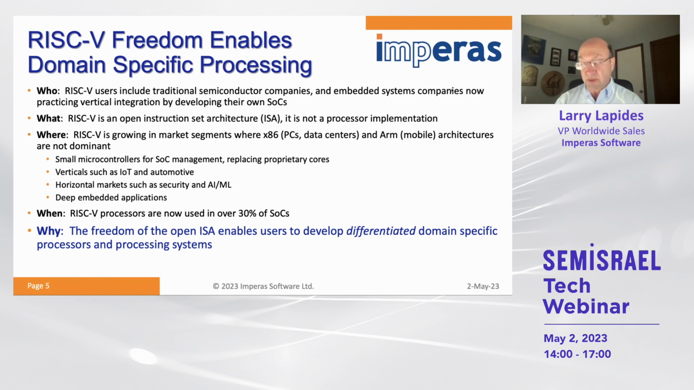And we see now that RISC-V processors are now used in over 30% of SoCs. And it's this freedom, the ability to provide just the extensions that you're looking for, to provide custom instructions. This freedom with RISC-V enables users to develop differentiated domain-specific processors and processing systems.